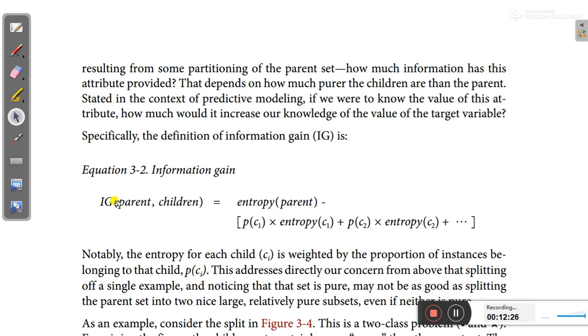We can see in the information gain also, suppose parent and children. So we will try to find the entropy of the parent first, then subtract the entropy of the children, and there might be lots of other children also.